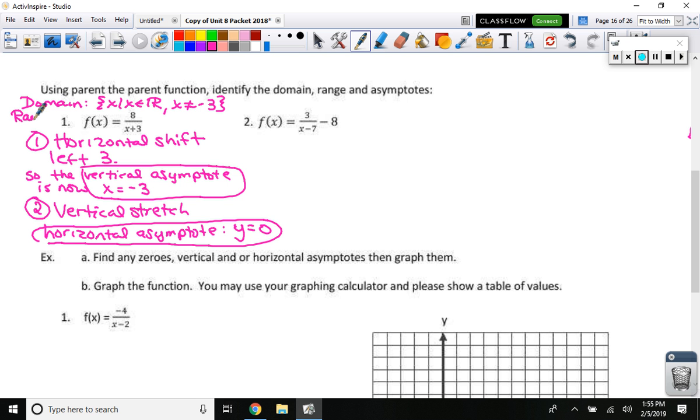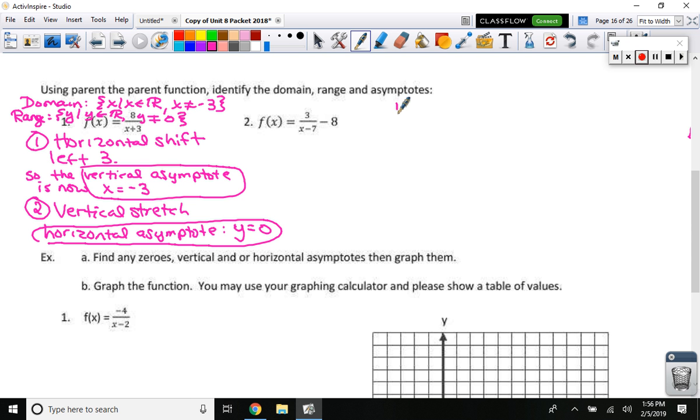Your range? Such that y is all real numbers except y still doesn't equal 0, just like the parent function. You okay with that? All right, how about this one?